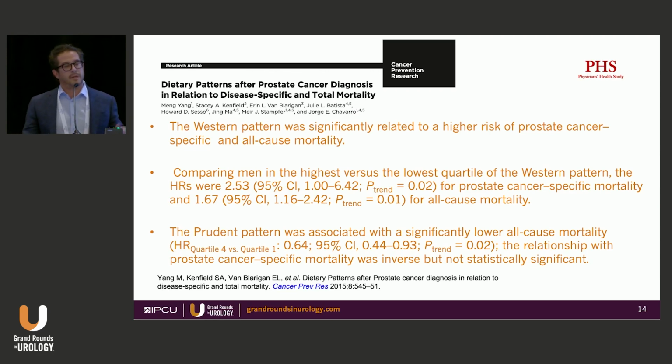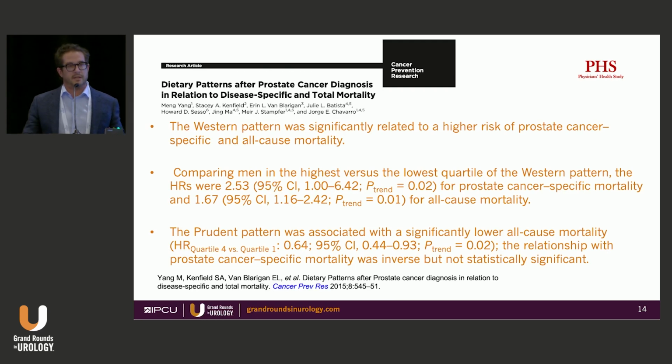The prudent pattern, again, that's the fruits, vegetables, chicken, and fish, was associated with a significant lower all-cause mortality, and the relationship with prostate cancer-specific mortality was inverse but not statistically significant.